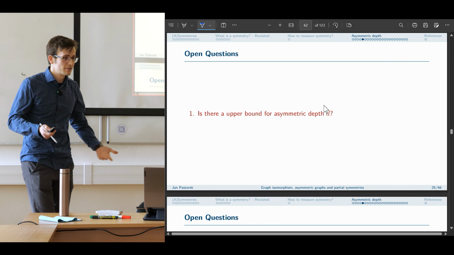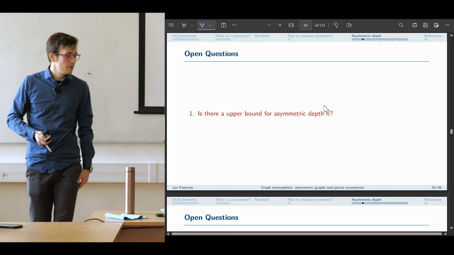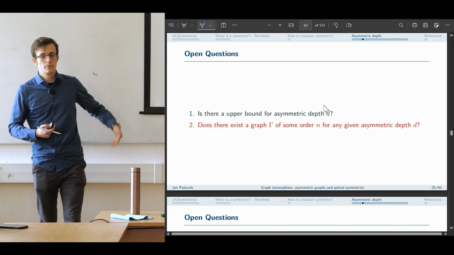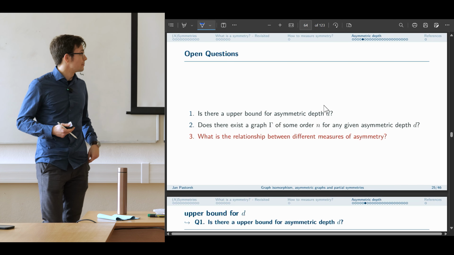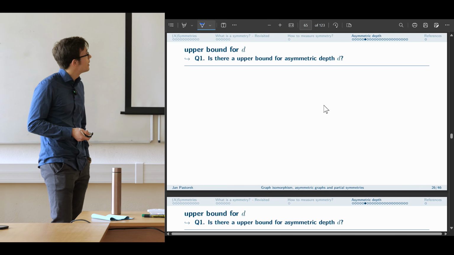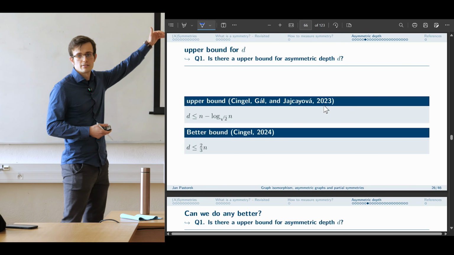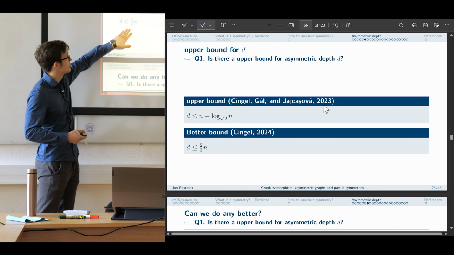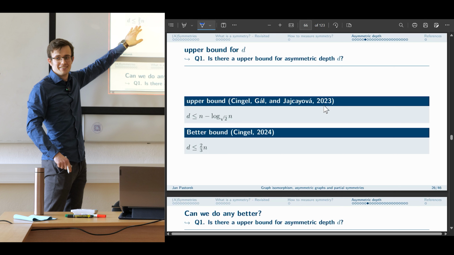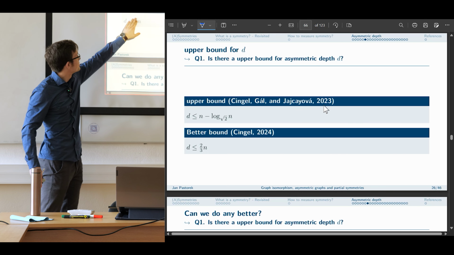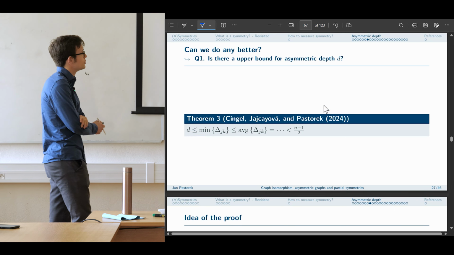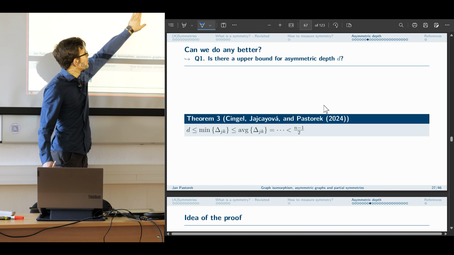So, yeah, the question is: is there an upper bound for asymmetric depth? And then we would like to find some examples of graphs. And we would like to also mention some relationship between different measures of symmetry, because there are more of them. All right, so as it turns out, there were a series of upper bounds. This was the last one before me. This is the author here. So this is 2/3 of the order of the graph, okay? And so we were able to improve it to (n minus 1) divided by 2, okay?